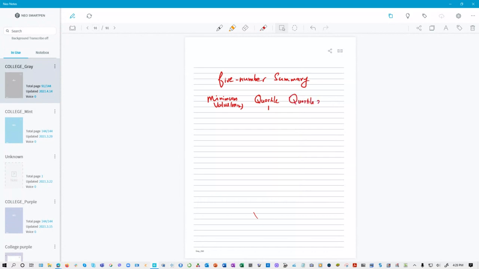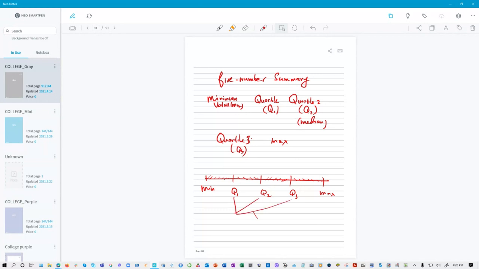Quartile 1, quartile 2. This is Q1, this Q2. Sometimes we call this the median. And quartile 3 means Q3. And the next, we know that one: max. For any given data, min here, Q1 here, Q2 here, Q3 here, max here. We discussed this one. Can you remember? If you want to divide your data set into four equal parts, they're called quartiles. It's coming from the quantile. This is a 4-quantile. Can you remember n-quantile? N-tiles.